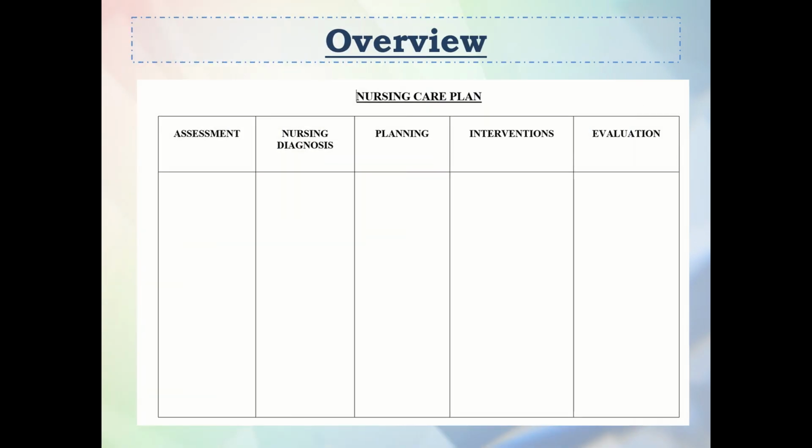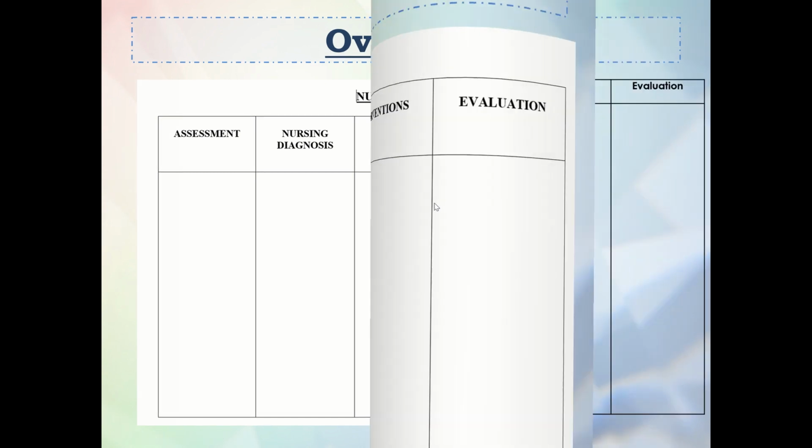Now, this is an example of a nursing care plan. So this is the ADPI format. Okay, so you have your assessment, you have your nursing diagnosis, planning, interventions, and evaluation. So tabulate siya, and then you have a column for each area. So this is the ADPI format.